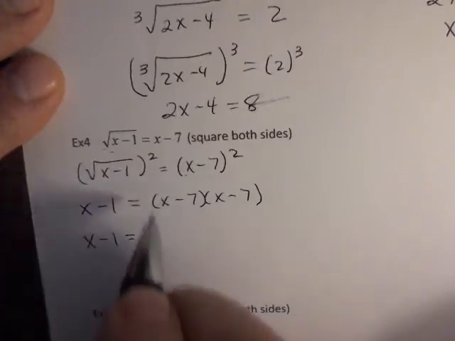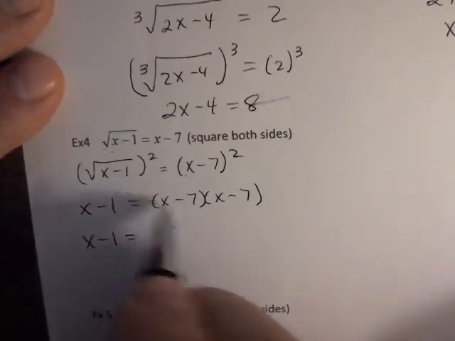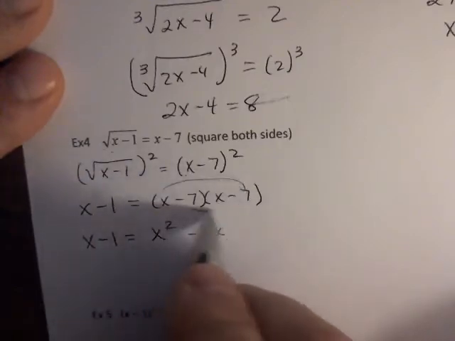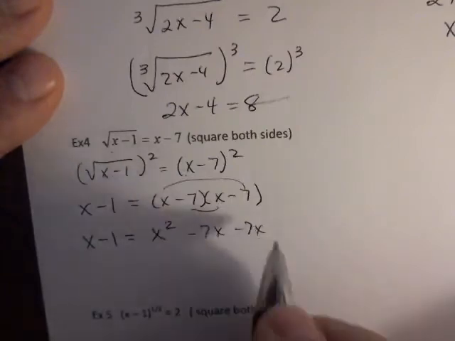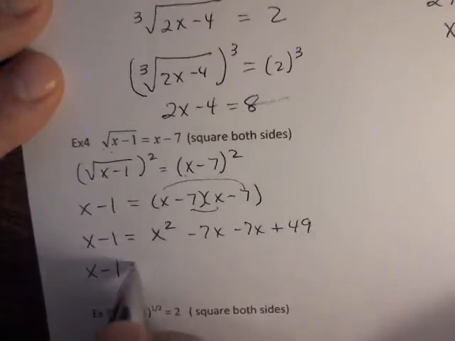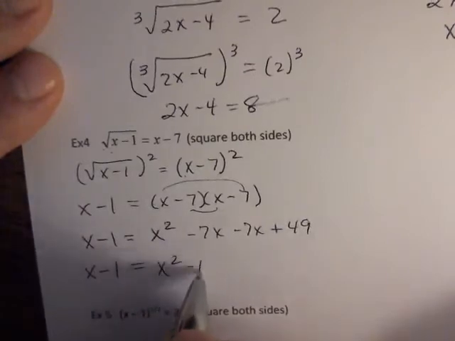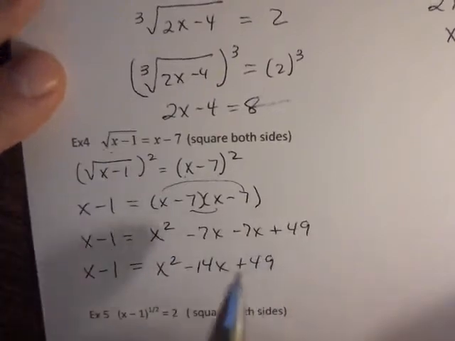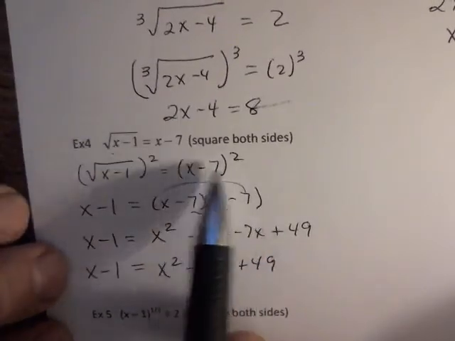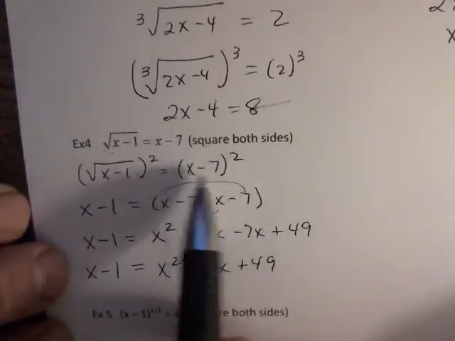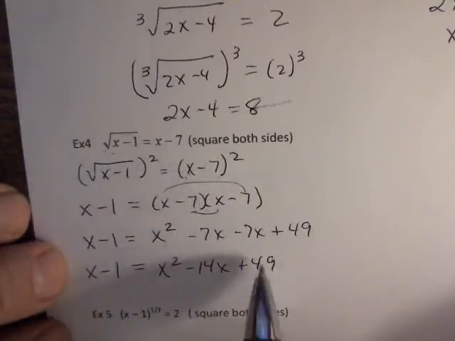So now I'm going to use my FOIL method. Take my x times my x, the x times the negative 7, my negative 7 times the x here, and the negative 7 times negative 7 to get my 49. And then I have x minus 1 is x squared minus 14x plus the 49. So if you notice, if you had done the cautionary mistake I warned you about of just squaring these, you would have the x squared and the 49, but not the 14x.